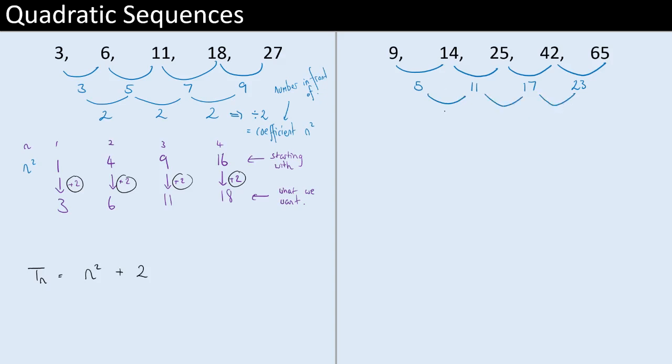5 to 11, we go up 6. 11 to 17, we go up 6. 17 to 23, we go up 6. Divide it by 2 to get our coefficient of n squared. So 6 divided by 2 is 3. I'm going to get 3n squared. That is the first part of my sequence.